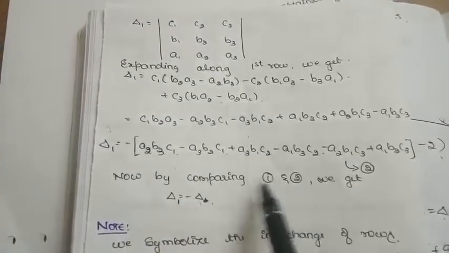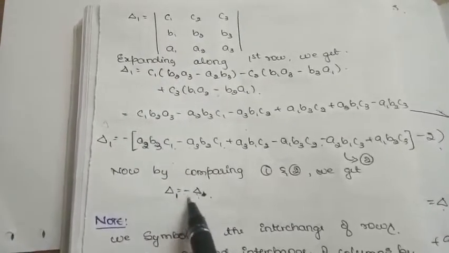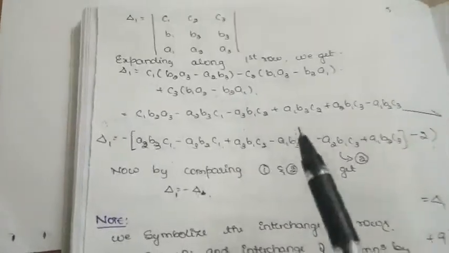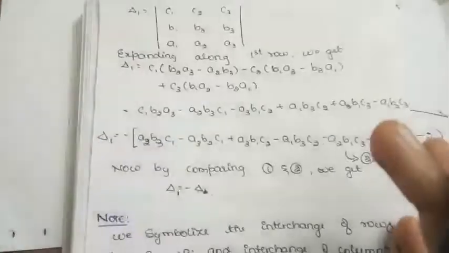By comparing 1 and 2, we came to know that this value is nothing but delta. So delta 1 is equal to minus delta. That is, by interchanging any 2 rows or any 2 columns, the sign of the determinant changes. So this is regarding the verification of property 2.